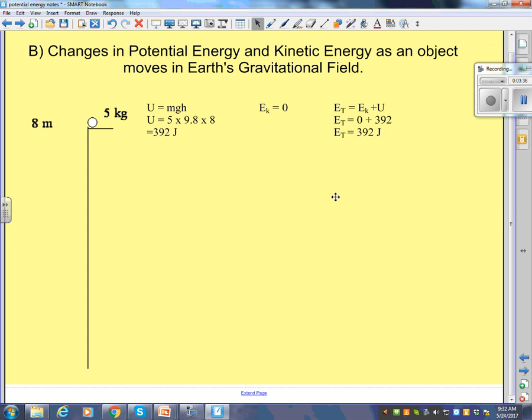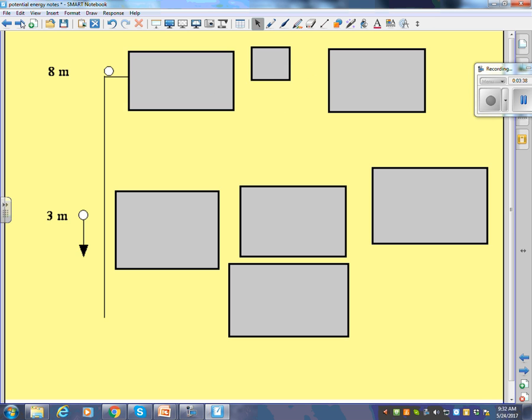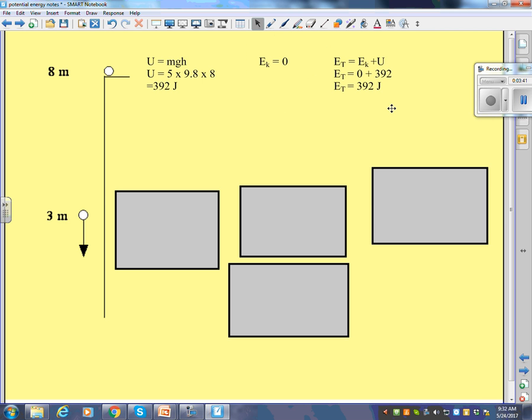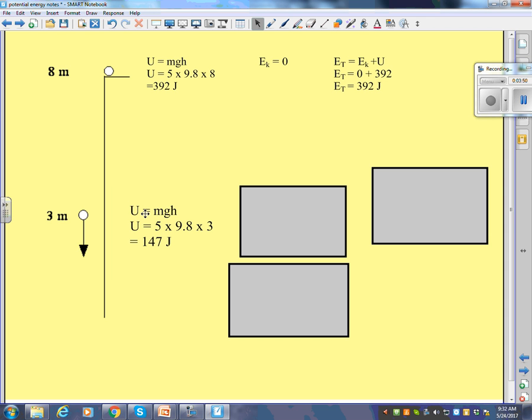Okay, so a little bit later, that's just what was on the previous screen. A little bit later, now it's at the 3 meter mark. How much potential energy does it have? m times g times h, 5 times 9.8 times 3. It has 147 joules of potential energy. It still has more potential, like you all. How much kinetic energy does it have? Does it have any?